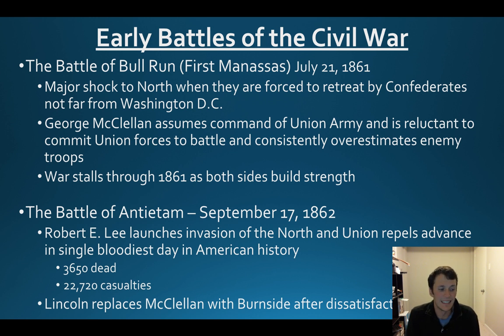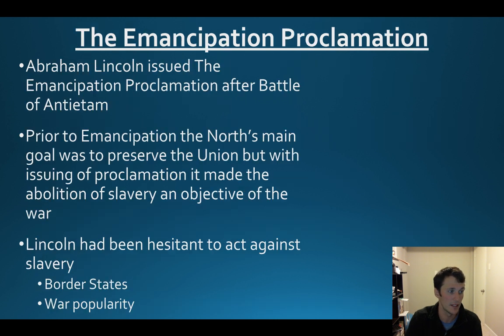And Lincoln is not particularly happy with McClellan for a number of reasons. Basically, McClellan had been taking his sweet time and being very reluctant, and Lincoln's going to replace McClellan with a man named Burnside, which I'm not going to expect you to know, after this dissatisfaction and after the Battle of Antietam. McClellan is going to be very bitter about it, which is one of the reasons why he's going to end up running for president against Lincoln in 1864, but we'll get to that, right?